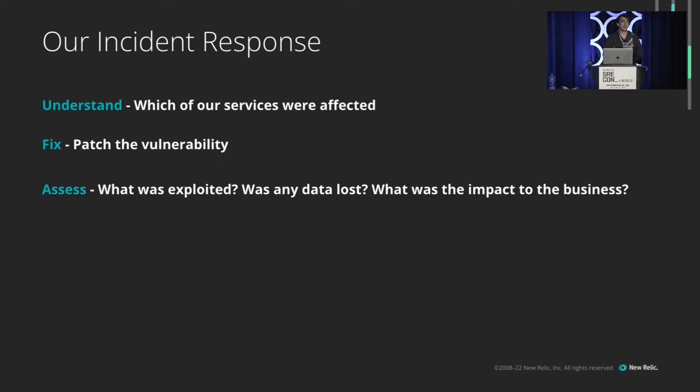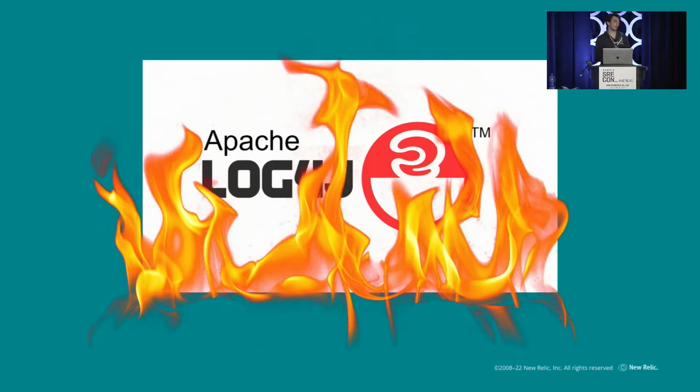However, that's just understanding what was occurring. You need to then assess, hey, what did an attacker do? What did they exploit? Was any of our data impacted? And how does this affect the business? So there's two sides of the house: let's stop an attacker, but also be able to understand what he's doing. And so to really put this into concrete terms, we're going to look at Log4j.